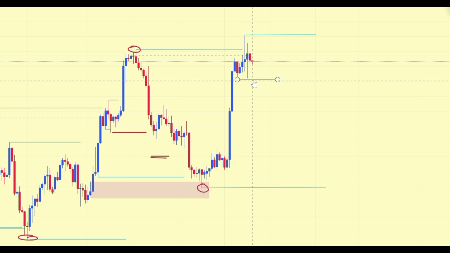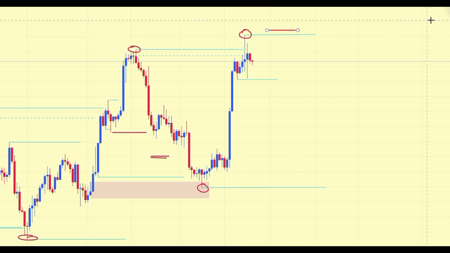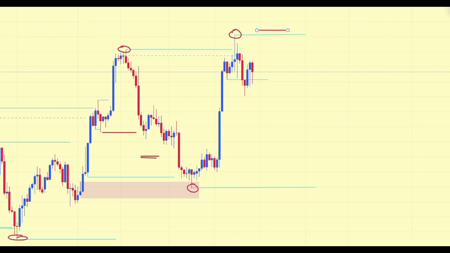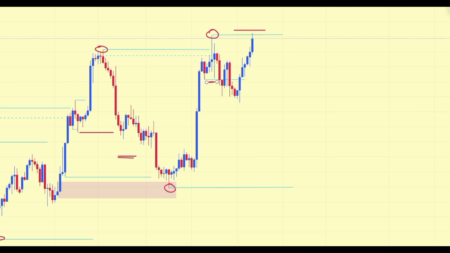By the way, this one here is the recently formed pullback low, meaning if price grabs the liquidity resting below this low, and then reverses back to break past this high, then this high will be a confirmed valid break of structure. So right here you can see that price retraces back and grabs the liquidity resting below this low, and let's see if price eventually breaks.